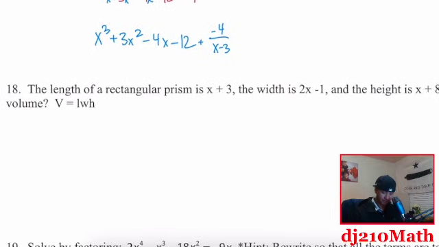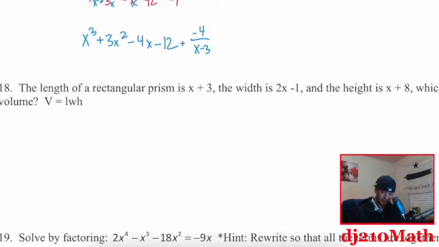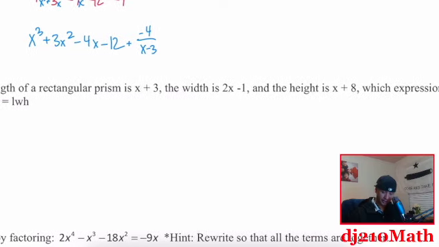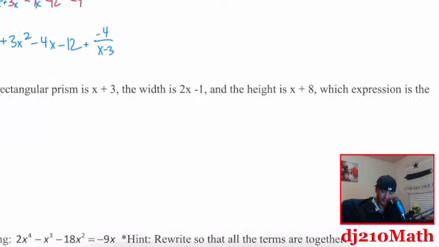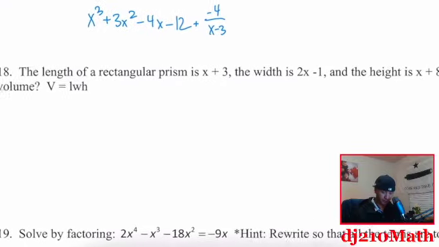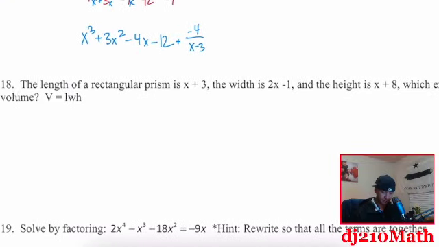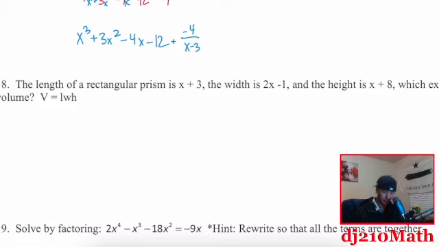Okay. The length of a rectangular prism is x plus 3. The width is 2x minus 1. And the height is x plus 8. Which expression is the volume? Okay, so basically we're going to find the volume. Length times width times height. So this is like what we did on the front page. So there's 3 things, right? X plus 3, 2x minus 1, x plus 8. So we're just going to FOIL all these out. Doesn't matter the order.